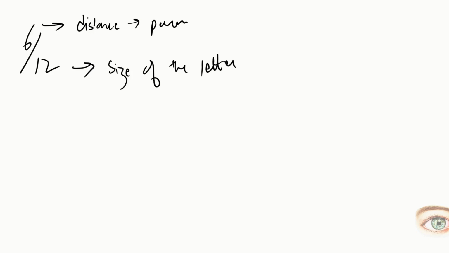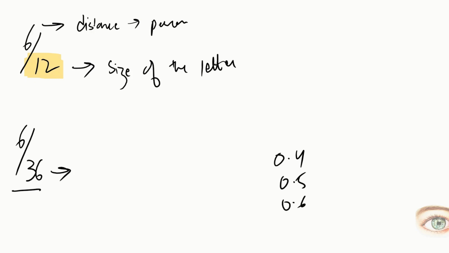Now, the 6 is the distance at which the person is reading the chart, and 12 tells us that this optotype might be visible to the patient if he or she were reading the letter at a distance of 12 meters. Similarly, for the 6 by 36 letter, this 36 tells us that 36 meters is the distance at which the person might be able to read that optotype, right? However, in LogMAR, we just write it like this. Why is that so?